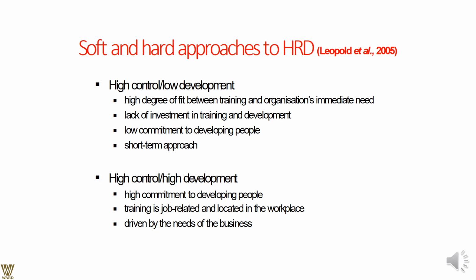We have the high control or the low development. I'll show you a graph in the subsequent slide, and it will become much clearer for you to understand. So, what is high control? It is about a high degree of fit between the training and the organization's requirement. Similarly, a very high degree. Lack of investment in training and development: high control, low development. So you have a pocket which is completely stuck, a pocket which is completely tweaked altogether. Low commitment to developing people, short term approach.